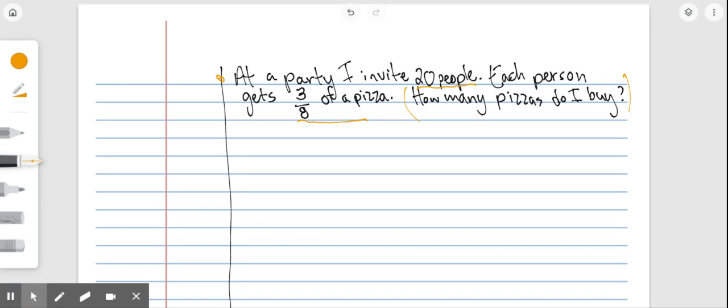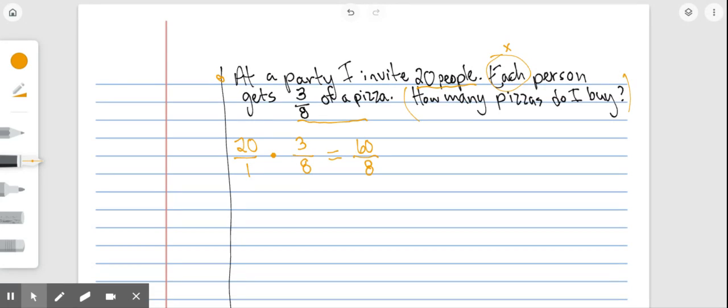Okay, so again, I've got 20 people, and each person gets 3/8. So we're going to remember again that this word each tells me that I need to multiply. I'm going to multiply. Okay, so just like before, 20 is out of 1, and we're going to multiply straight across. So 20 times 3 is 20, 40, 60, and 1 times 8 is 8. So 60 over 8.